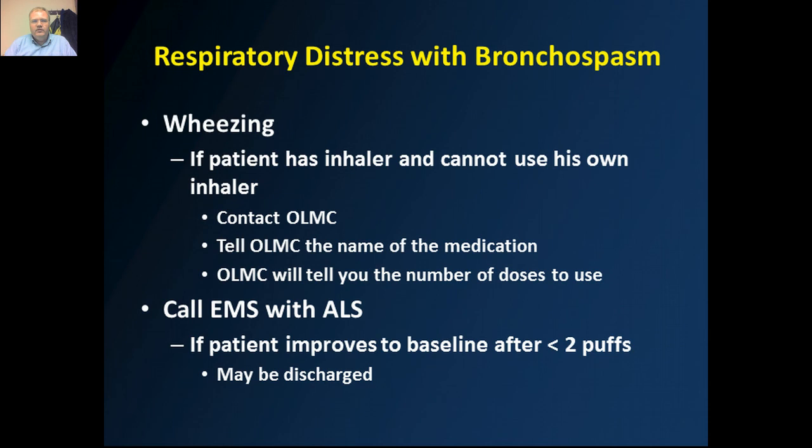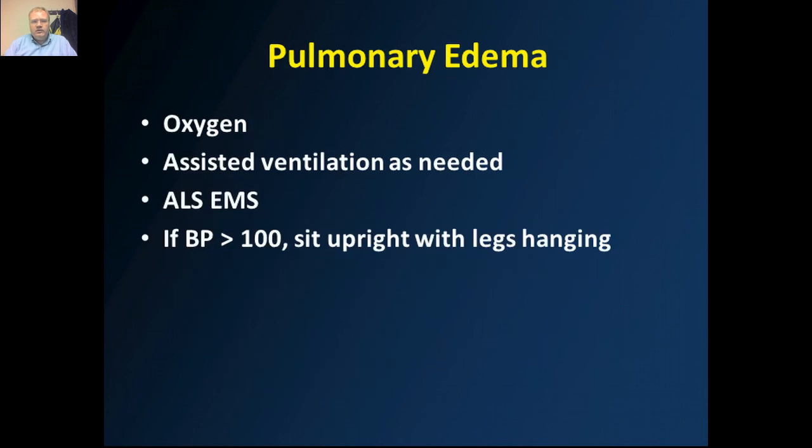If we think someone is in heart failure with pulmonary edema, fluid in the lungs, give them oxygen, non-rebreather, 15 liters per minute. If they're in respiratory failure but still breathing, so they're clearly not getting enough oxygen in, you put the bag valve mask on their face, you begin to do assisted ventilation, and that's a skill you should have practiced elsewhere. You request ALS EMS. They're going to need medications, and if their systolic blood pressure is greater than 100, sit them up with their legs dangling. That pools fluid and may get fluid out of the lungs.